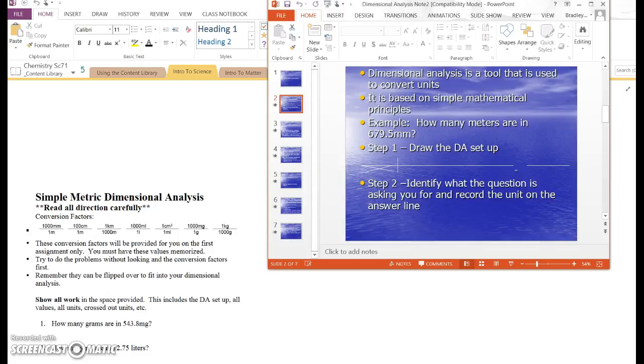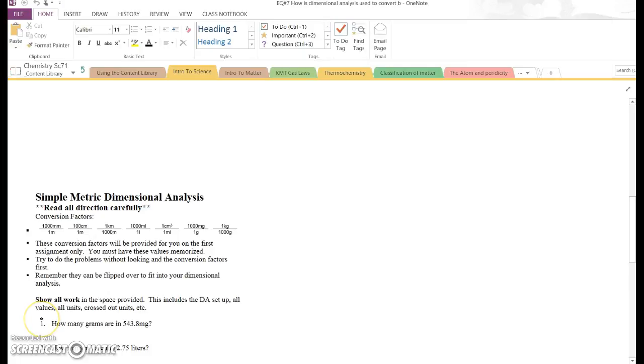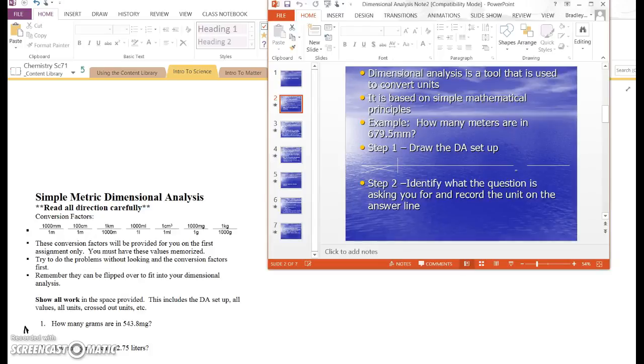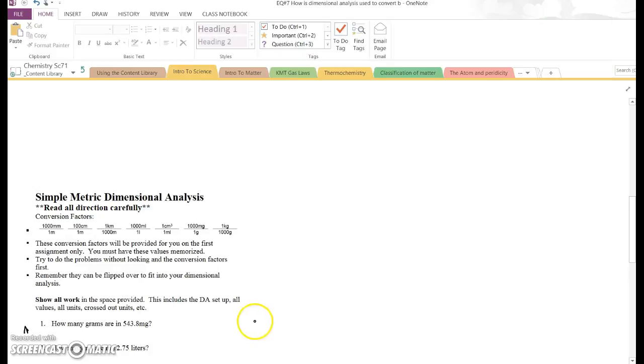So I'm going to look at question number 1 right here. Question number 1: how many grams are in 543.8 milligrams? My first step is to draw my dimensional analysis setup, which looks like this. I'm going to draw a line, an equal sign, a line. So this is my equals line. This is where my answer is going to end up.